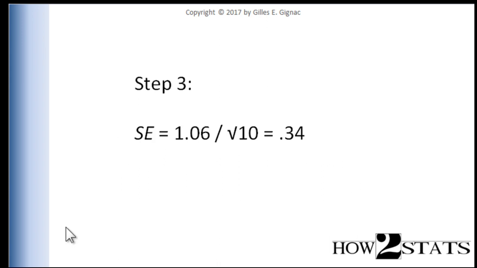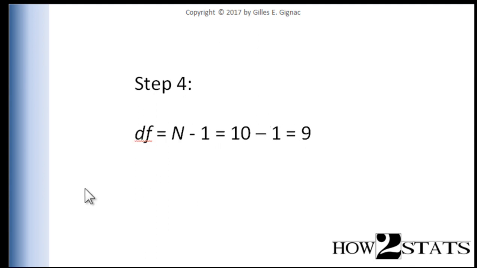Well, step 3, we need to calculate the standard error of the mean. And in this case, it's the standard deviation divided by the square root of 10, which gives a standard error of the mean of 0.34. Step 4, easy, degrees of freedom, always n minus 1 in the one-sample t-test case. And in this example, 10 minus 1 yields 9.